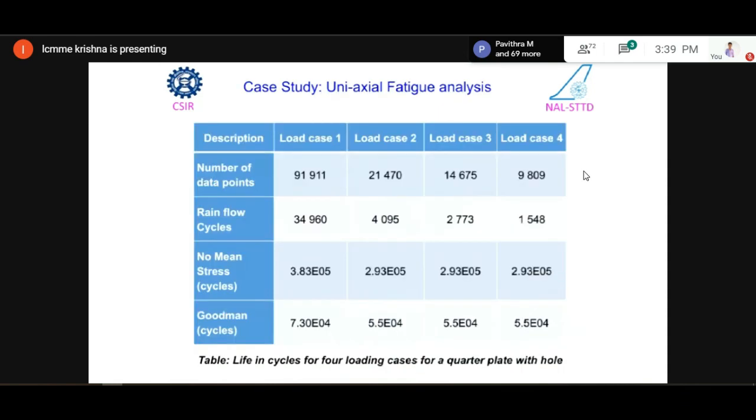So coming to the 4 load cases we discussed earlier, we can see the data points and the stresses, no mean stress and the Goodman cycles. As we come to the 4th load cycle, it almost converges. So load case 4 can be used with the least number of data points.